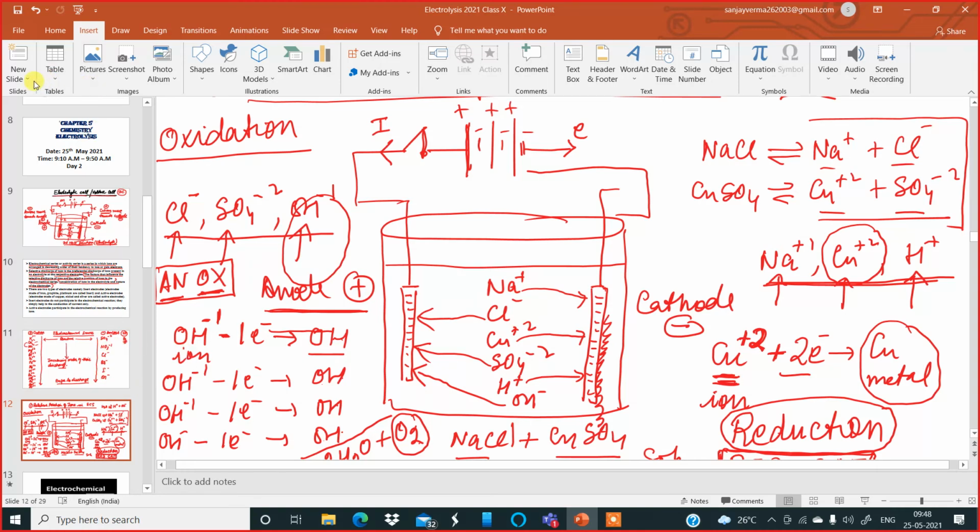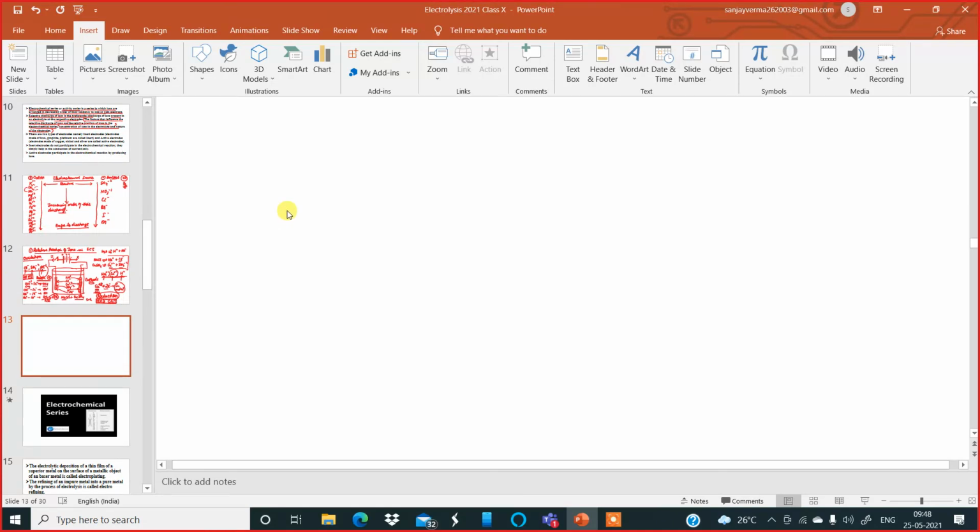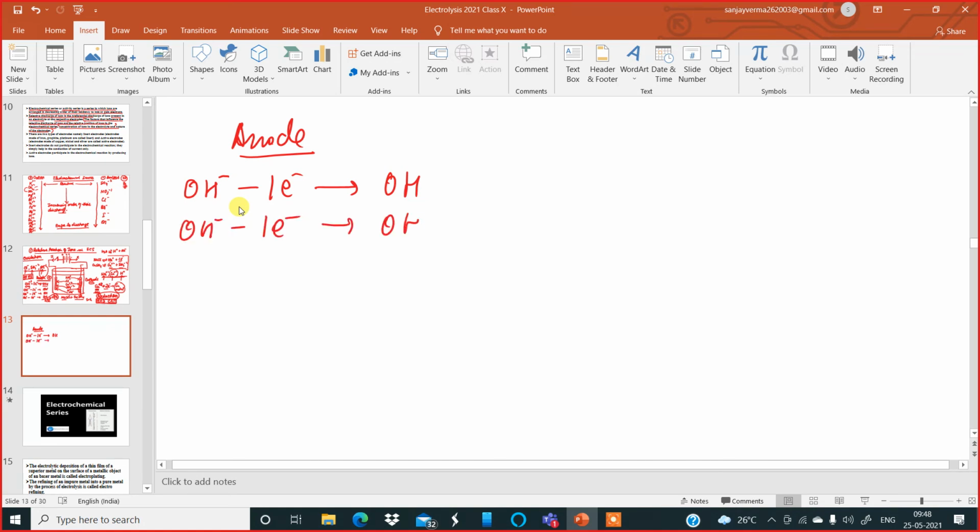Wait, let me explain on the next slide. Look at the next slide. Can you see it? On the anode side, I told you one hydroxide loses one electron to become neutral hydroxide, another hydroxide loses another electron to become a second hydroxide, the third hydroxide loses one more electron to become a third hydroxide, and the last hydroxide ion loses one more electron to become the fourth hydroxide.